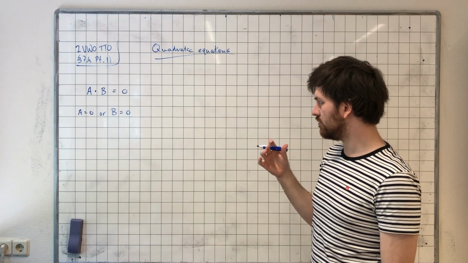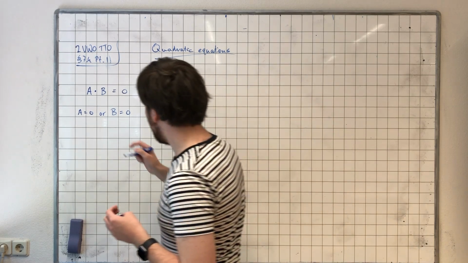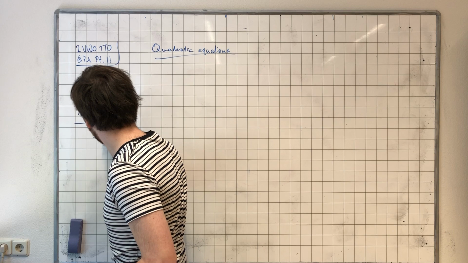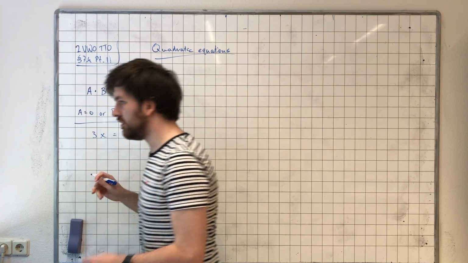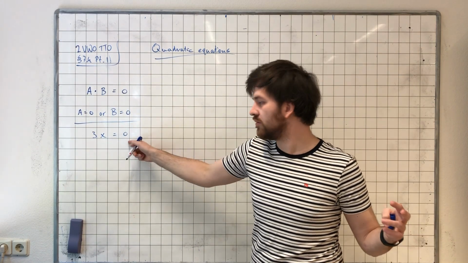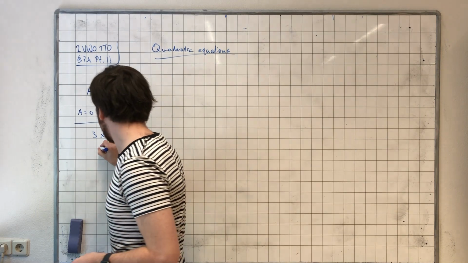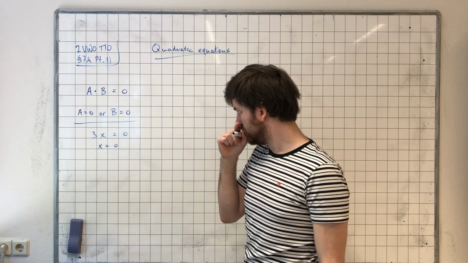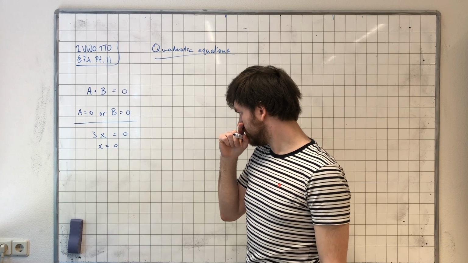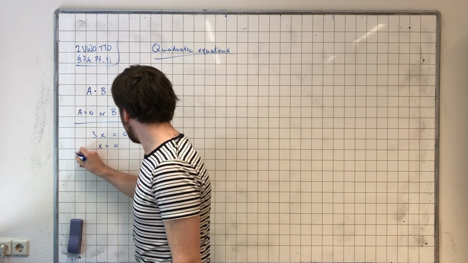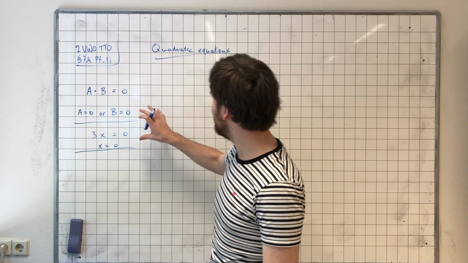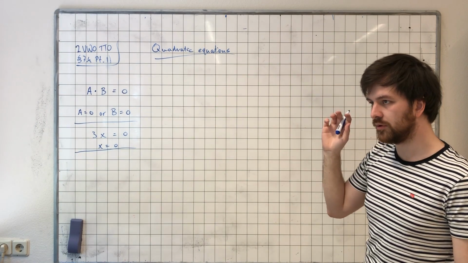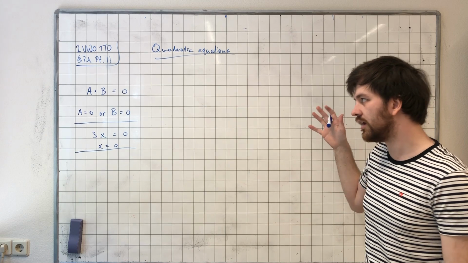Does that make sense? Well, think about it. If you have an equation like, for example, 3x is 0, then 3 times something is 0, then x has to be 0, because 3 is never 0. Okay, and we're going to use this idea with quadratic equations. And now you're probably wondering, okay, then how?